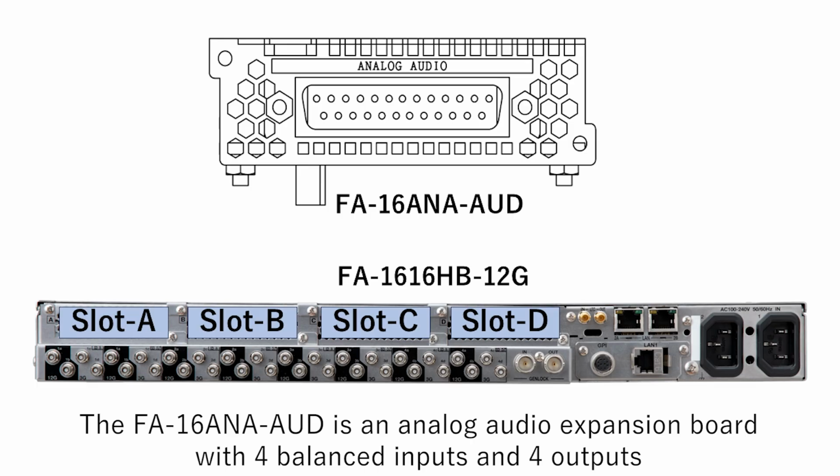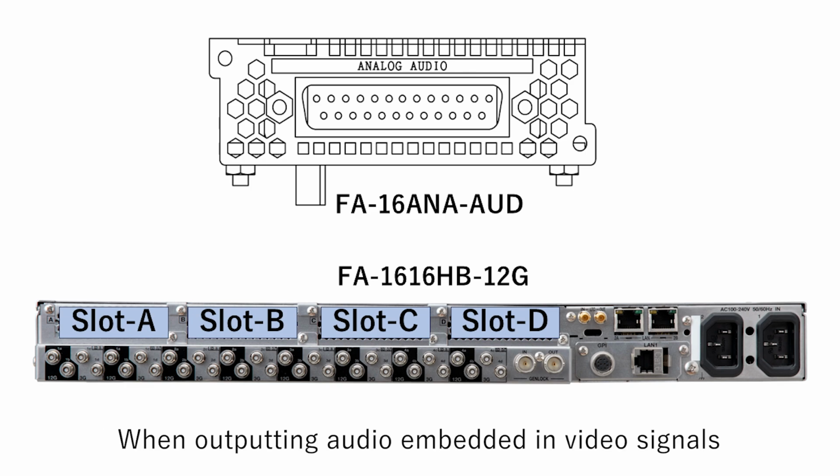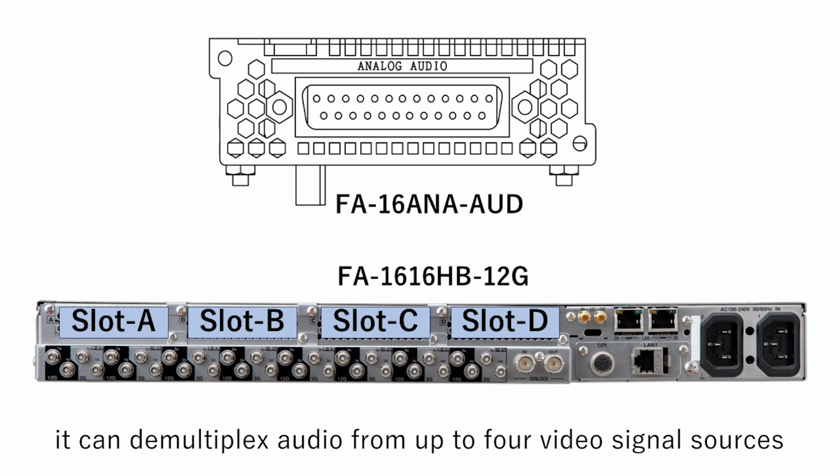The FA-16ANA-AUD is an analog audio expansion board with 4 balanced inputs and 4 balanced outputs. Up to 4 boards can be installed in slots A through D. When outputting audio embedded in video signals, it can demultiplex audio from up to 4 video signal sources.